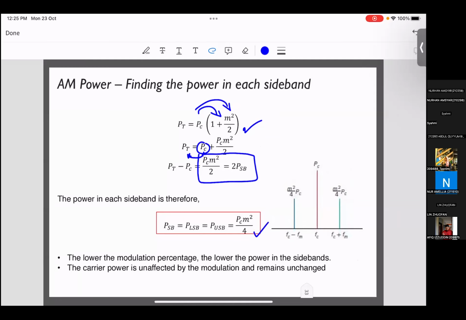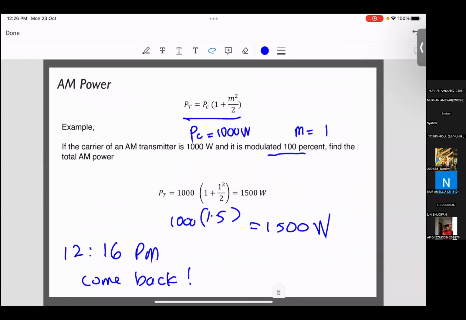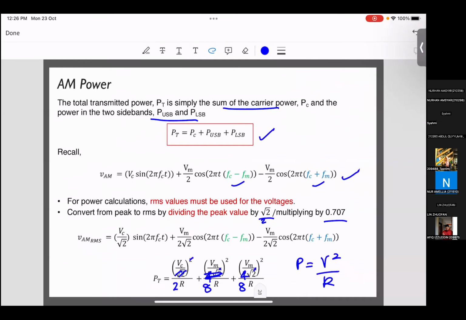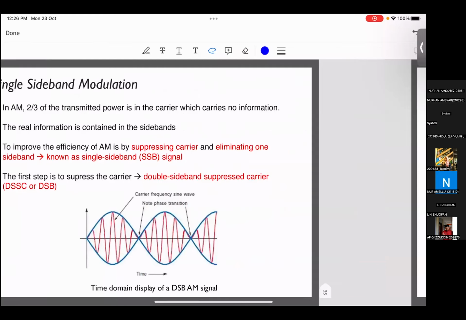Okay, so the equation that I have in the red box is very important. You will use this. You will see this a lot. So this is the first one: PSB is PC m squared over 4. And this one, IT equals IC square root of 1 plus m squared over 2. And then we have the PT one: PT equals PC times 1 plus m squared over 2. I did not box this one. I boxed it here. And this is your general equation to make you understand: PT is generally equal to PC plus PUSB plus PLSB. So these are marked in red for a reason.